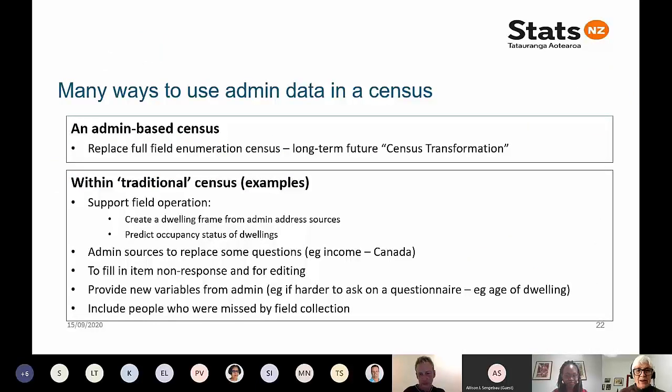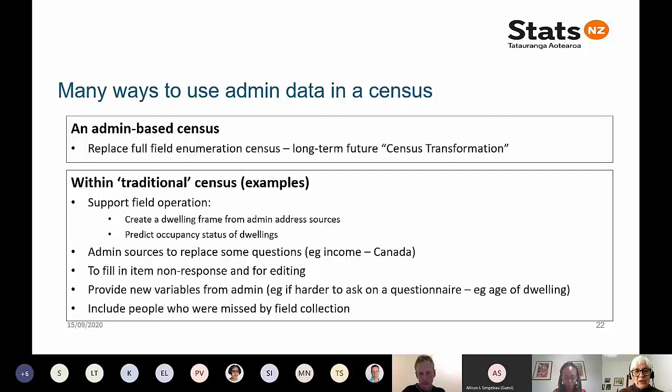There are many ways to use administrative data in a census. An admin-based census is more often referred to as a register-based census, but we tend to shy away from those words a little bit in New Zealand. We have been looking to the long-term future of our census in New Zealand through a census transformation program. We started this in about 2013, looking to see whether we can use administrative data to replace the full field enumeration census.